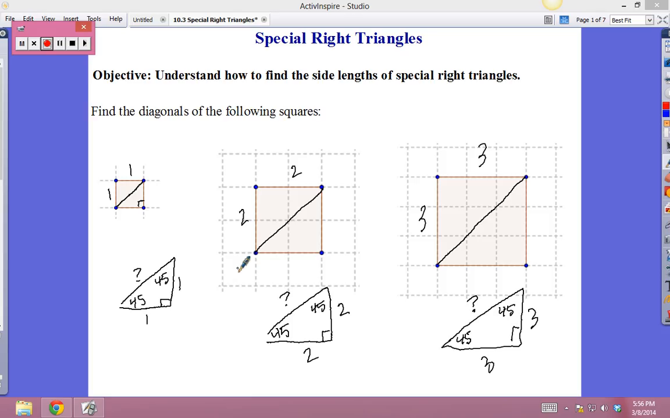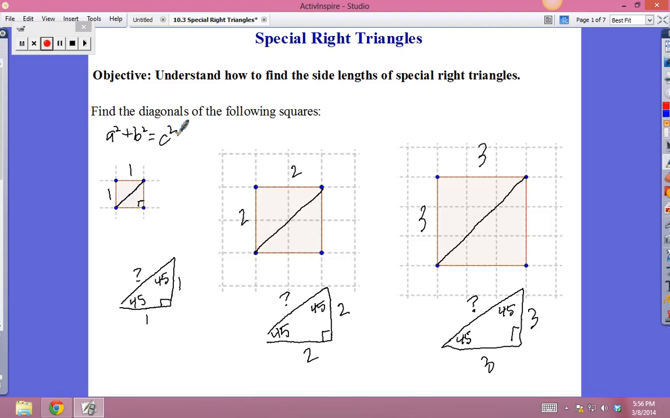Okay, on the first one, let's use the Pythagorean Theorem. So let's use a squared plus b squared is going to be c squared. And this diagonal is always going to be my c. So I'm going to go 1 squared plus 1 squared equals c squared. 2 equals c squared. And then the last move, I need to undo the square. So I'm going to square root this, square root this. So this diagonal is going to be square root of 2 long.